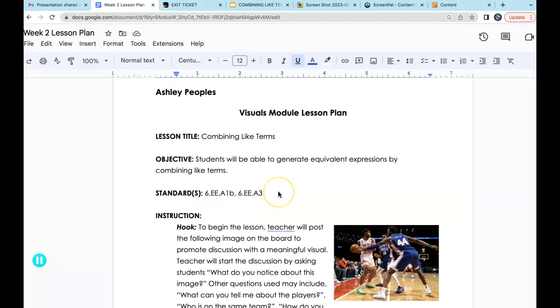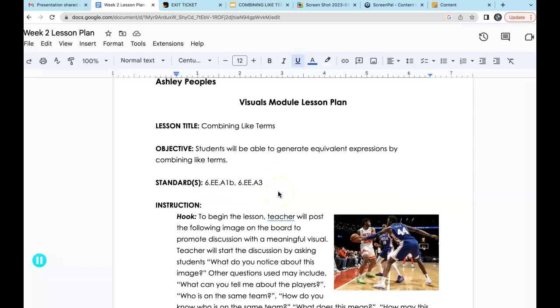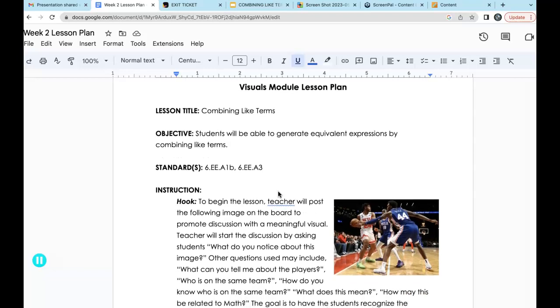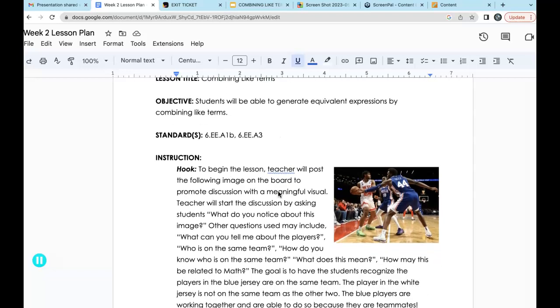I decided to make my lesson plan based off of a 6th grade math lesson on the expressions and equation standards. The title would be combining like terms. The objective for my students would be for them to be able to generate equivalent expressions by combining like terms.